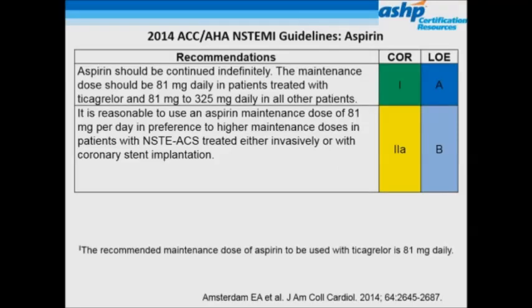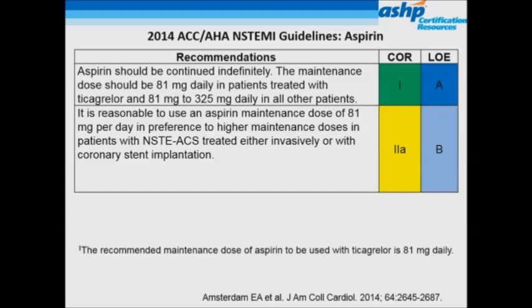Okay, so not surprisingly, the guidelines give aspirin a class 1A recommendation. So we use aspirin in all of our patients. It actually happened earlier in the PCI guidelines in 2011, but it literally has taken us decades to think about aspirin the way the rest of the world does, and that more is not necessarily better.